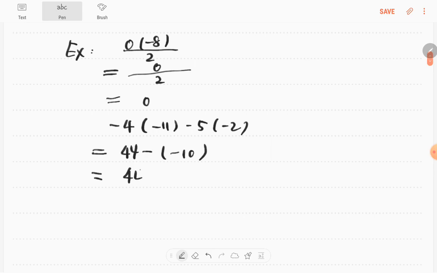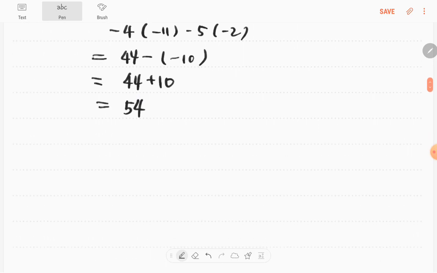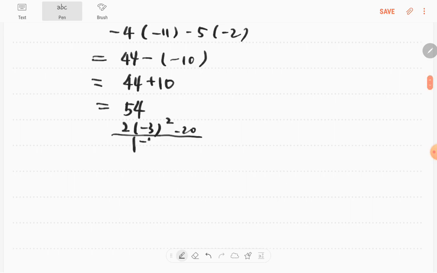After that, we realize minus a negative number is just like plus a positive number. So 54 is the answer. Let's try to do this. 2 negative plus 20 plus 4.